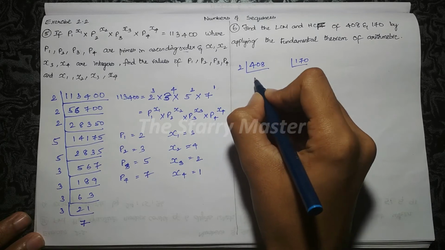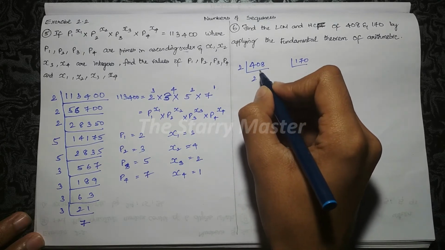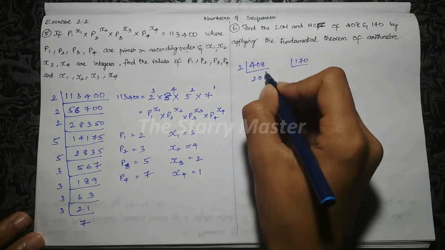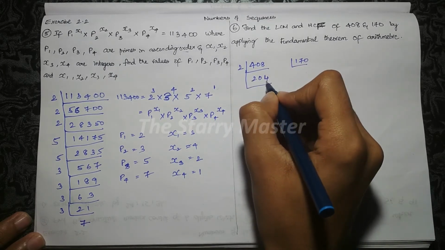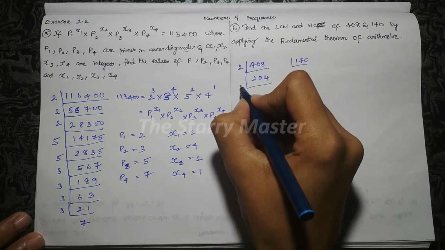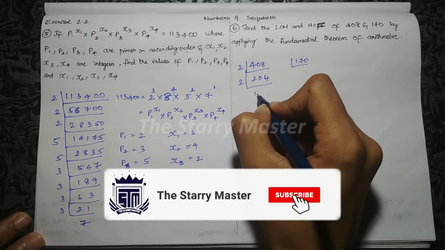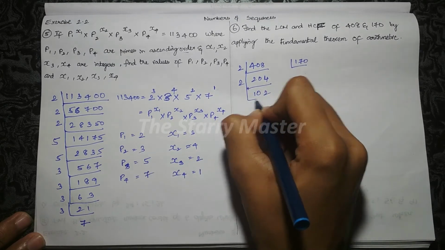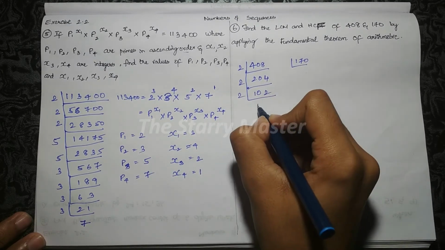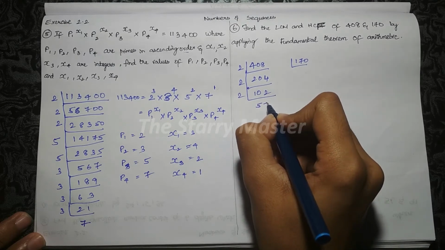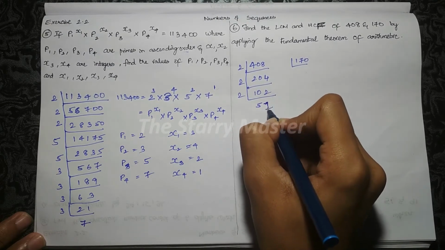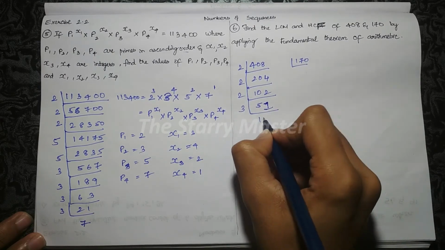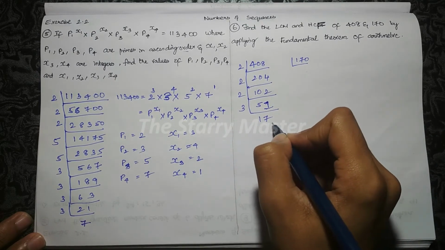2 2s are 4, remaining 0 0 same, 2 2s are 4, 2 4s are 8. So 2 into 2 into 204 gives 408. 2 1s are 2, 0, 2 2s are 4. 2 51s are 102. So here 3 17s are 51. We'll stop till here.